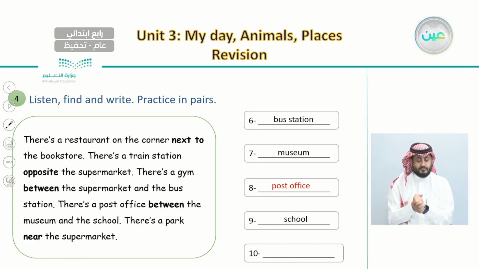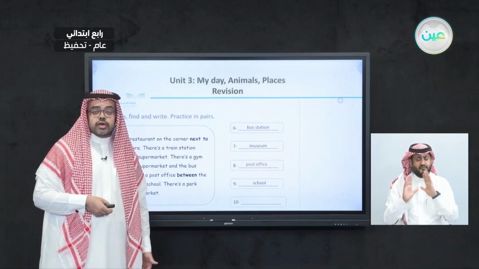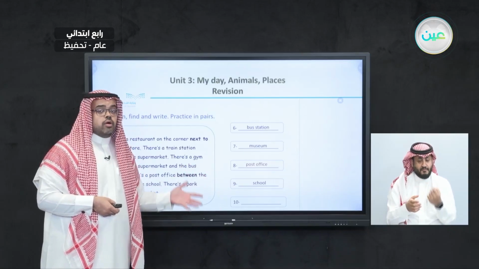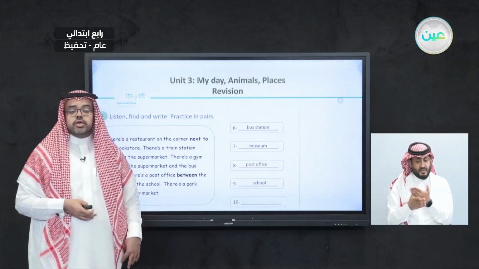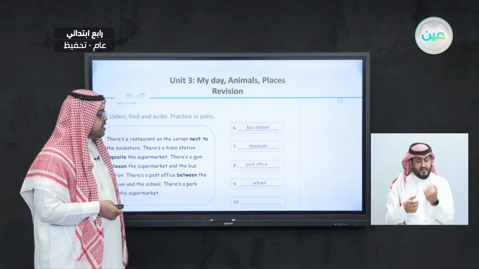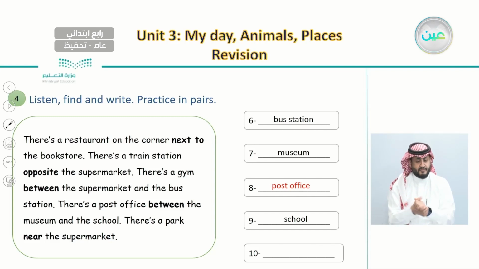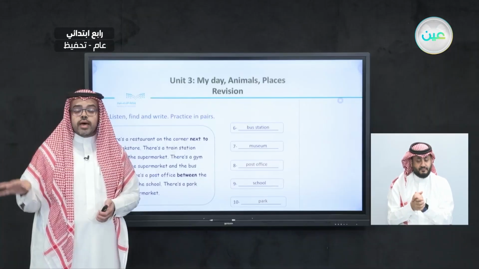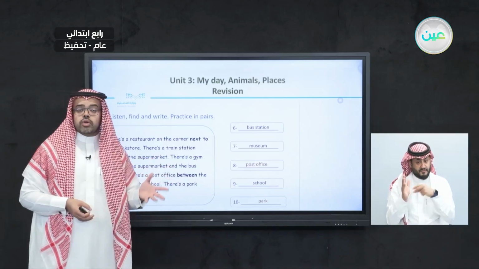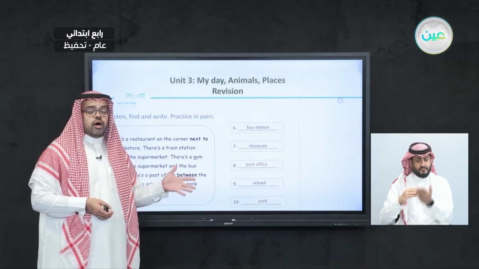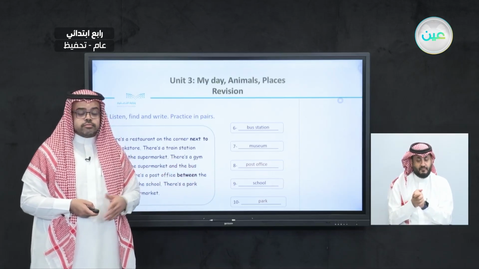So here the last place is a park. Why did we say park? Because we already wrote supermarket in number 4. So it says here that in number 10 there is a park. So here you go. This is how we can use the town map, and also this is how we can use this text so we can know what these places are.